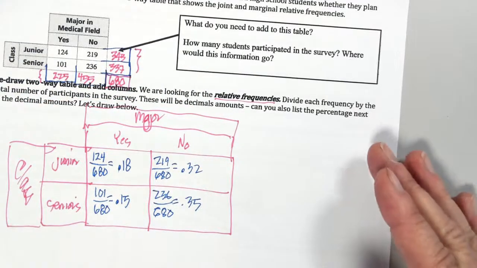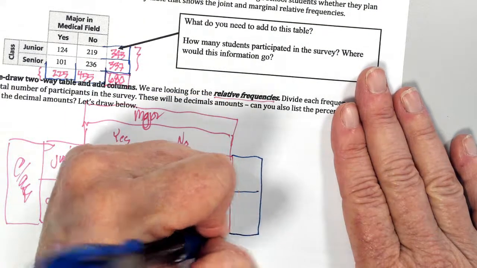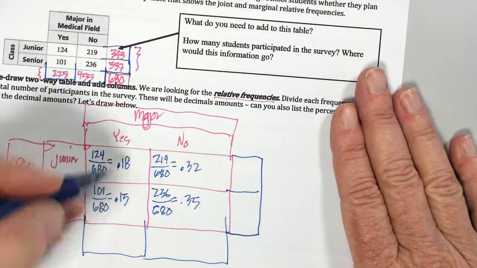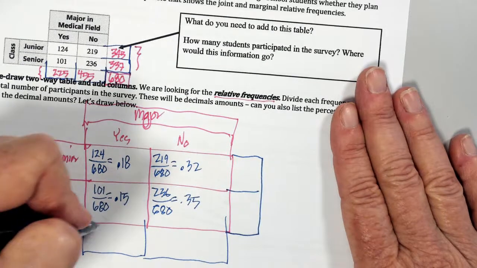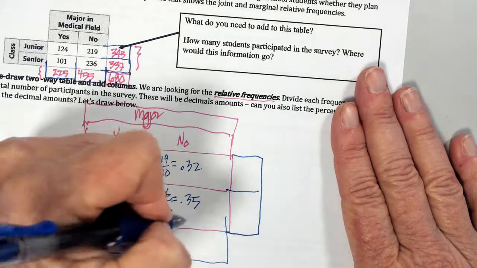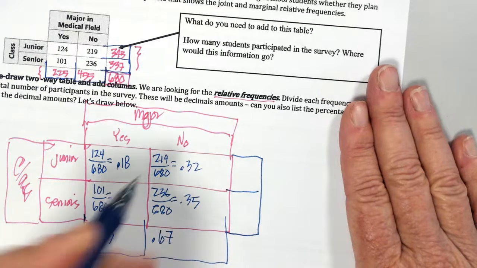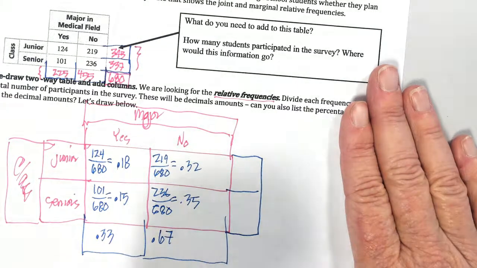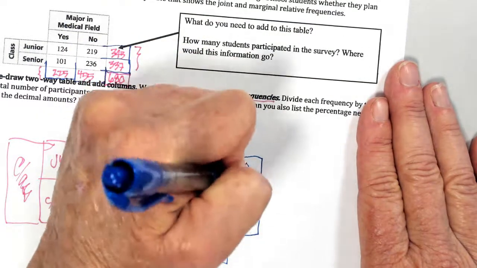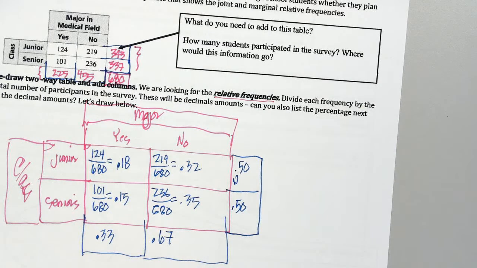Okay, so I've got all those values in. Now I'm going to add across and add down. When I add my decimals down, I get 0.33. When I add these decimals down, I get 0.67. When I add these across, I get 0.5 and 0.5.